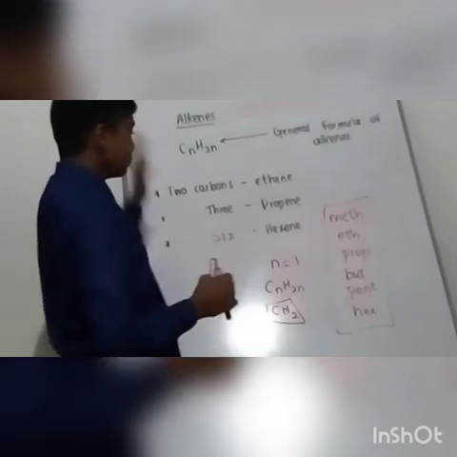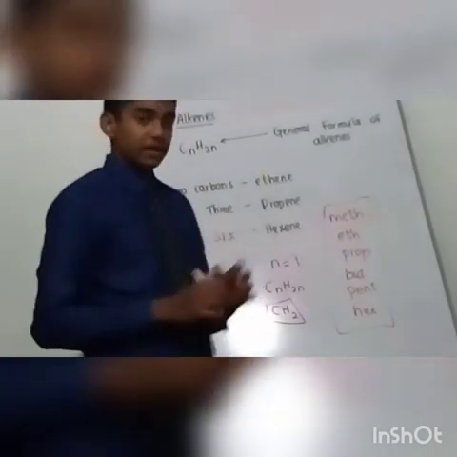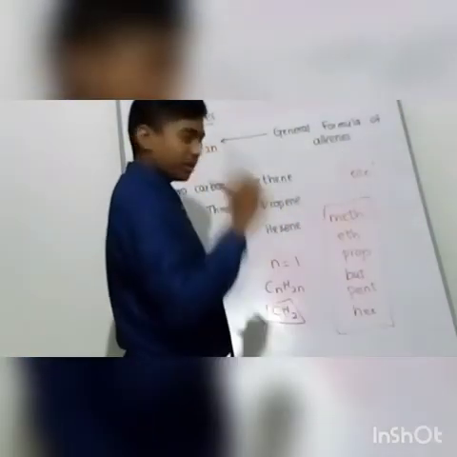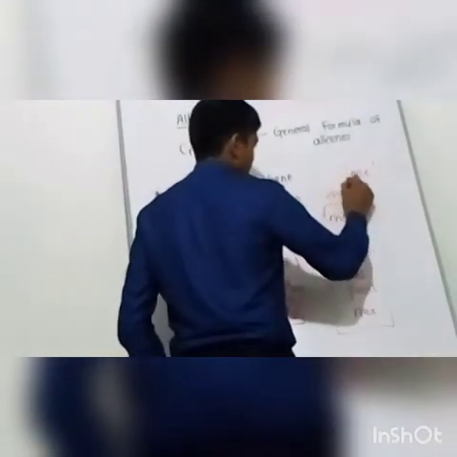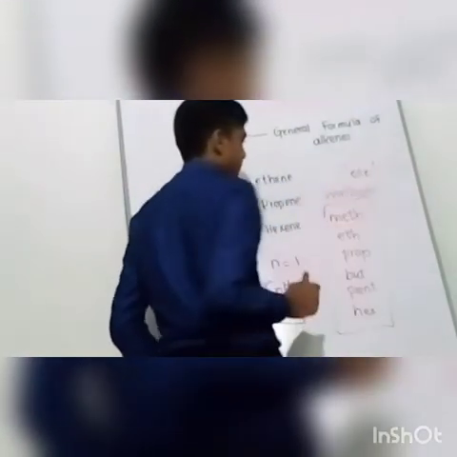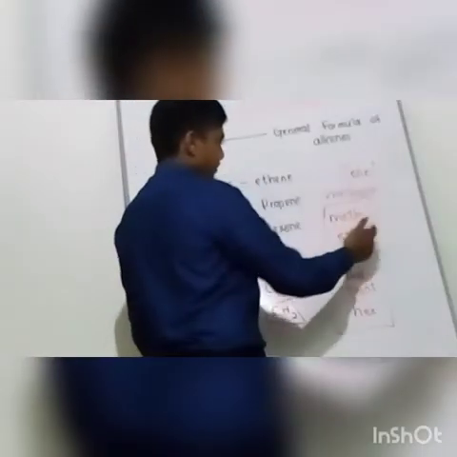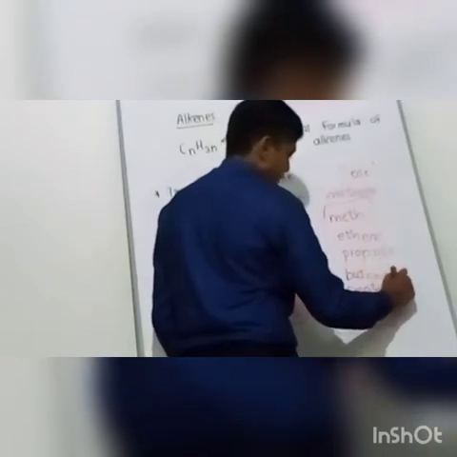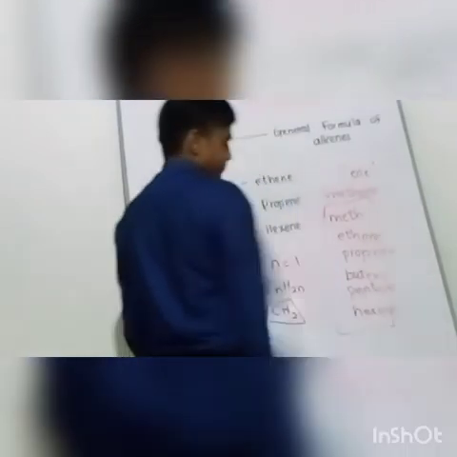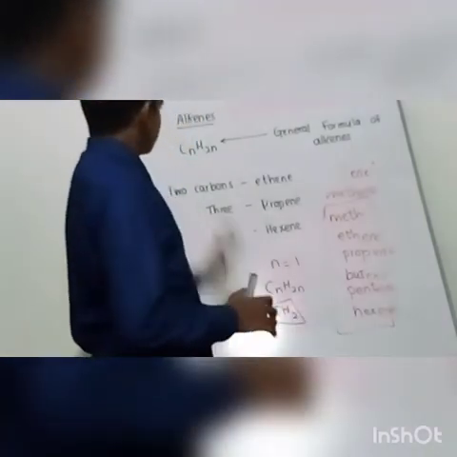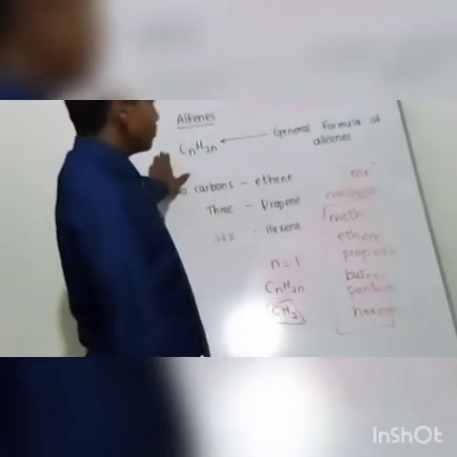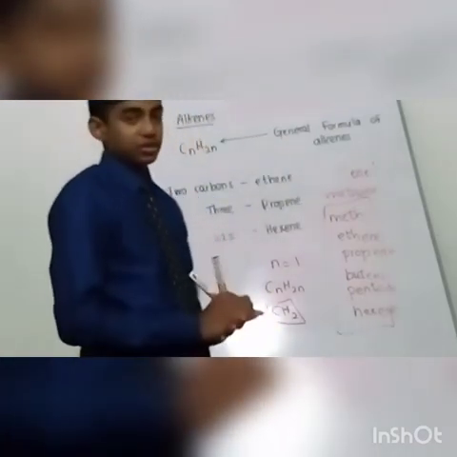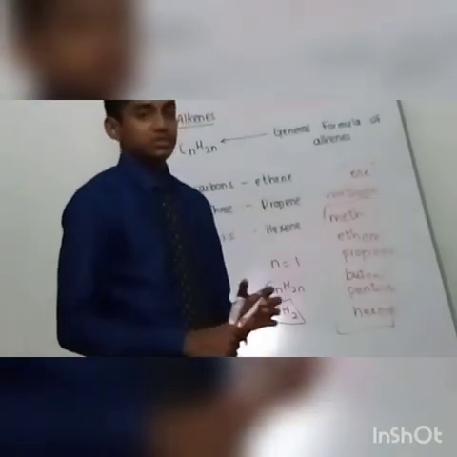Earlier in the video I said alkenes end with the suffix ene. So if it's 1 carbon, we name the alkene methene. This is ethene. This is propene. This is butene, pentene, and hexene. Remember this general formula for alkenes. What is general formula? Ratio of elements present. This is how we can represent these.